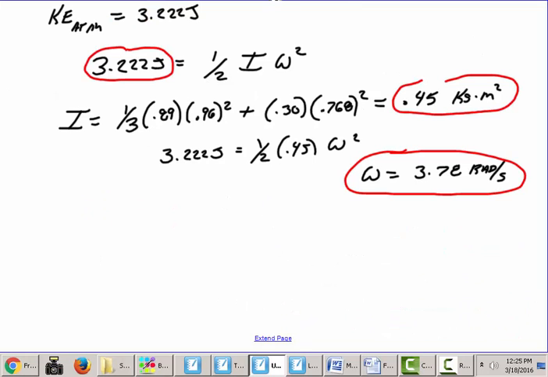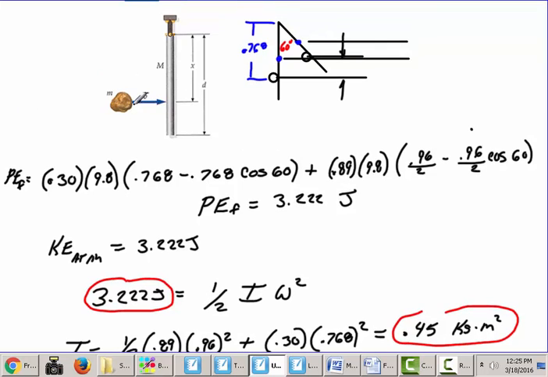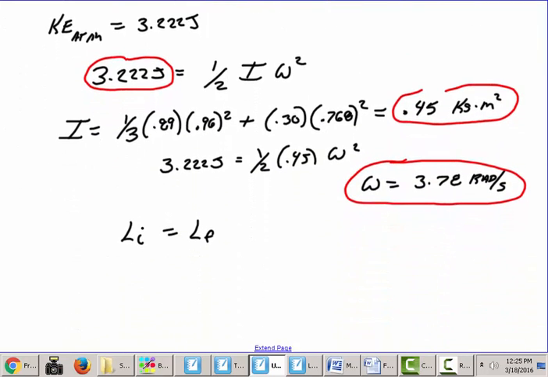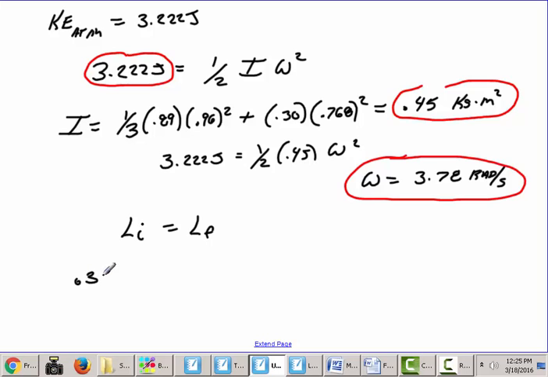Alright, now we know that we're going to get conservation of angular momentum. So we're going to find out what the angular momentum was right before impact and set it equal to the final angular momentum. Since we're treating this as just a point mass, we're going to take its mass, which is 0.30, and multiply it by its velocity, which we don't know right now, VI, and again from the rotational point it is 0.768 away. We're going to set that equal to I times omega.